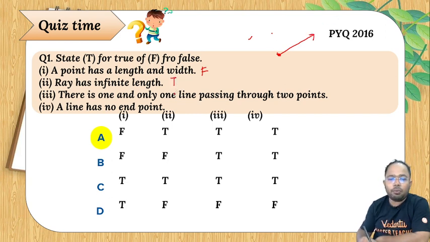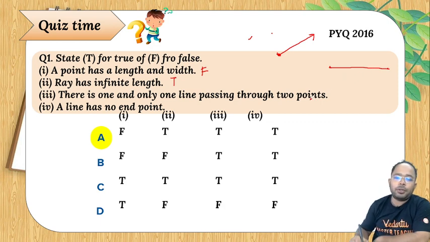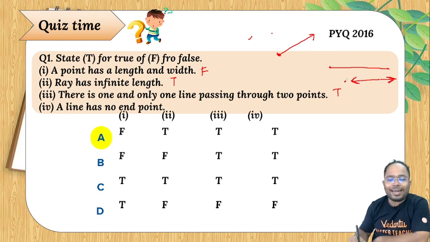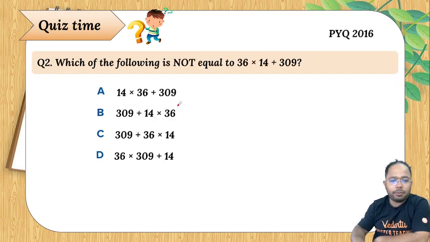So yes, that's true. Third, there is one and only one line passing through 2 points. If I have 2 points, I can draw only one line joining them. I cannot make any other line which is joining the 2 points. So once again, that's true. A line has no endpoints. As we define a line, it has two arrows on both ends that extend to infinity in both directions. So therefore, it's also true. Let's move to the next question.